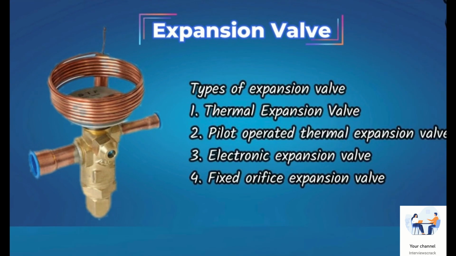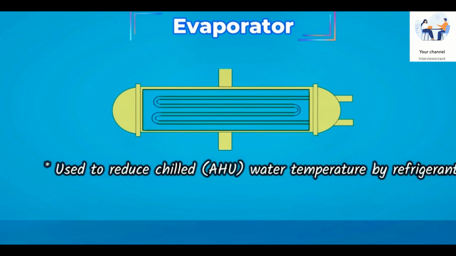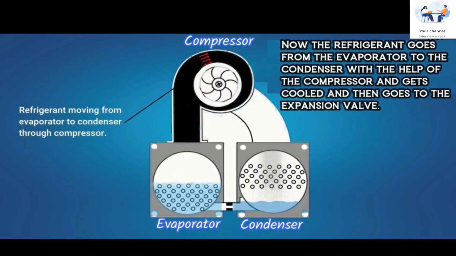Types of expansion valve: there are basically four kinds of expansion valve: thermal expansion valve, pilot operated thermal expansion valve, electronic expansion valve, fixed orifice expansion valve. The other component is the evaporator, used to reduce the chiller AHU water temperature by refrigerant. So this is the basic configuration of a chiller: compressor, evaporator and condenser.